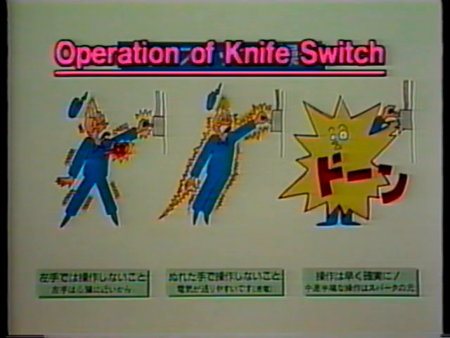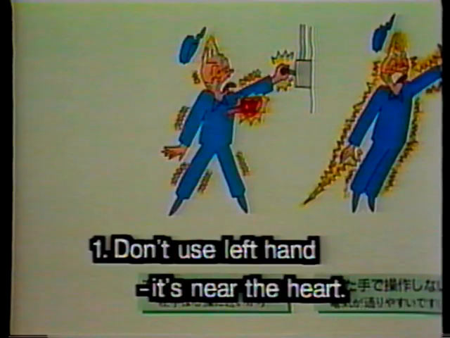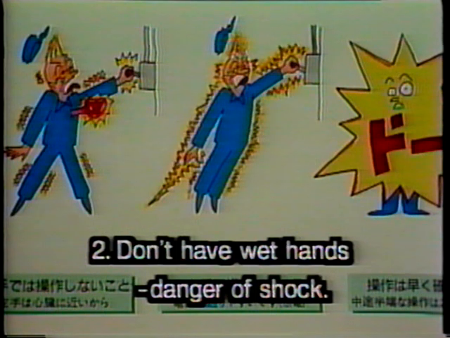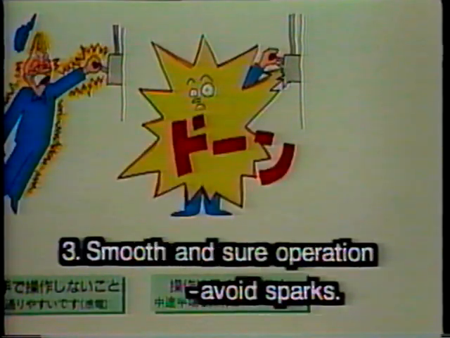Here we have a visual one-point lesson about knife switch operation and how to avoid accidents. Use of pictures like this can make the point clearly and quickly. The first point is to avoid using the left hand because it's near the heart. The second point is that wet hands can create an electric shock. The third point is that hesitant operation can produce sparks, so the movement must be smooth and sure.